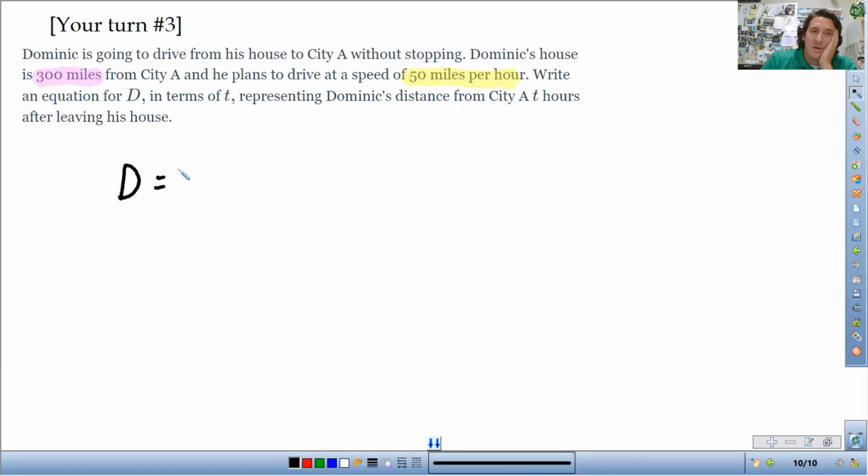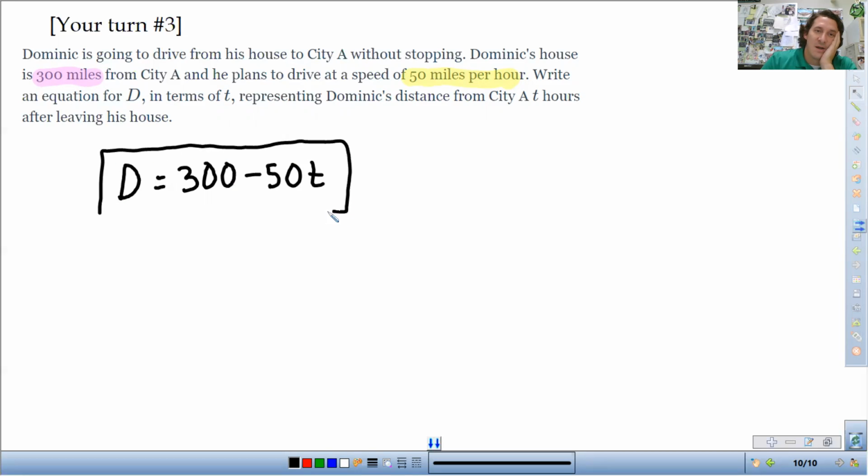So we're starting 300 miles away from the house. Every hour we get 50 miles closer. So this 300 is going to go down as we get closer to the house. So we're going to subtract 50T each hour. And there is our equation.